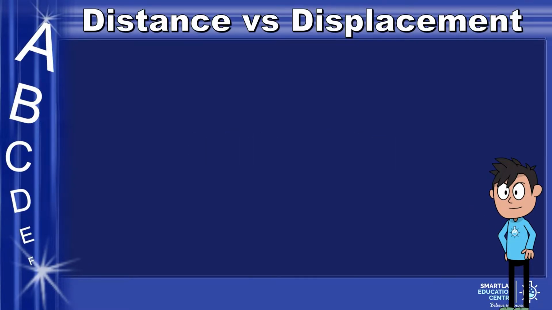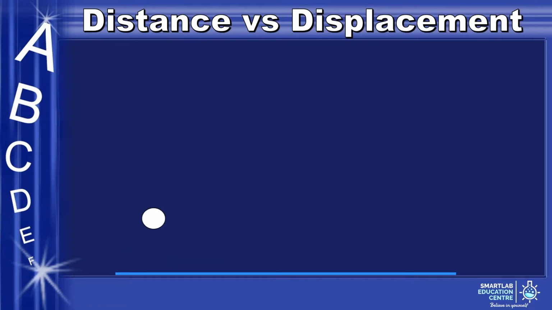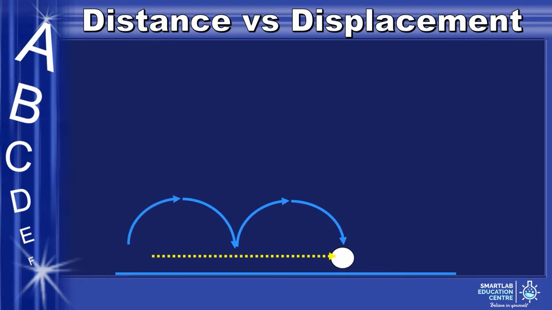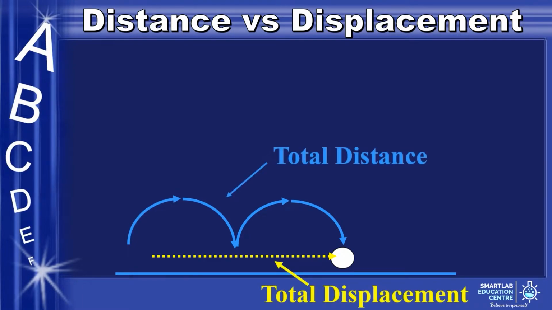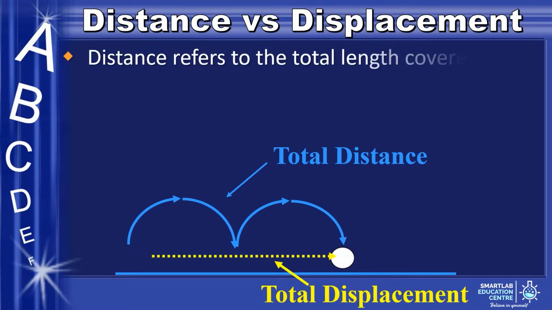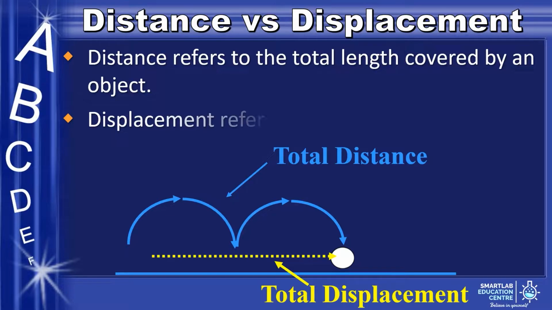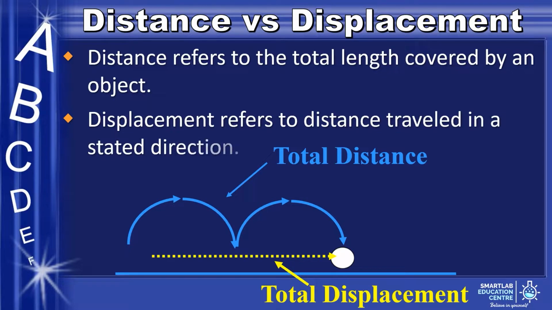Let us start with the differences between distance and displacement. Take a look at a ball bouncing. Now look at these two paths. The blue path represents the distance while the yellow path represents the displacement. Distance refers to the total length covered by an object while displacement refers to distance traveled in a stated direction.